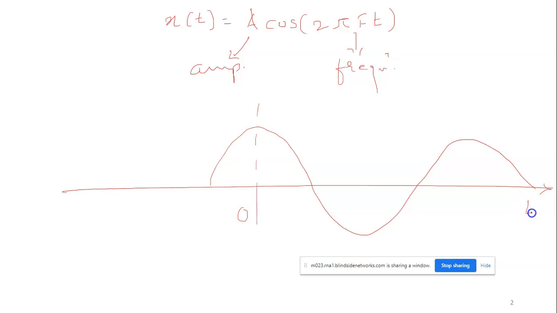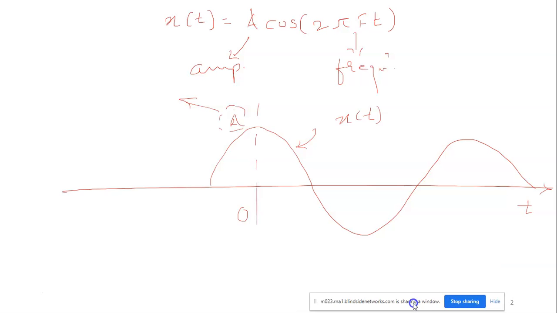On the x-axis I will have time, and this is x(t), and its maximum amplitude is given by A, like this. While discussing this, A will not appear again and again, so it is just an understanding for us that that is the amplitude. This is how we plot our signal, pretty simple.